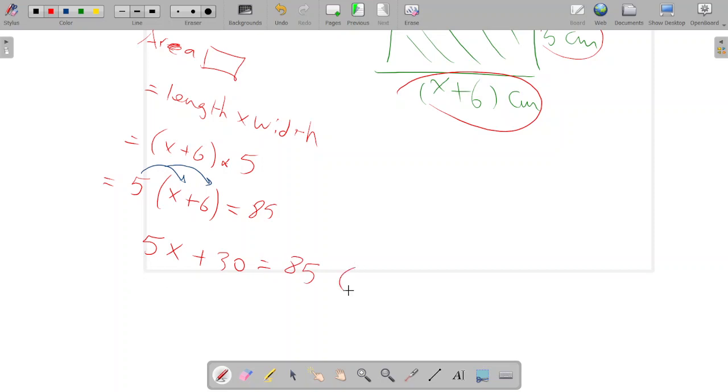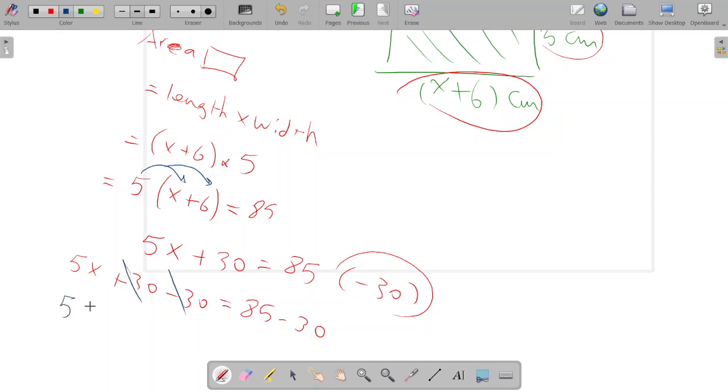You need to subtract 30 from both sides, so the x is left by itself. So the expression is going to be 5x plus 30 minus 30 equal to 85 minus 30. You're trying to do minus 30 from both sides so you can have x becoming the subject because you're trying to solve the equation. Plus 30 minus 30 is going to remove each other. So you're going to end up having 5x equal to 85 minus 30, which is going to be equal to 55.